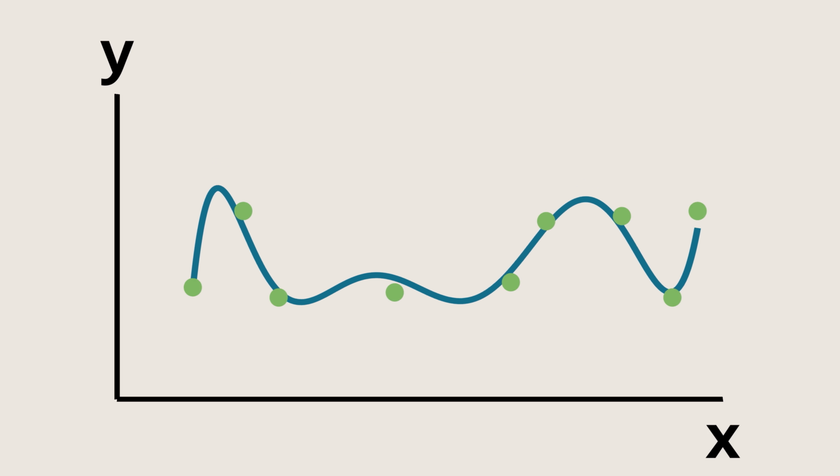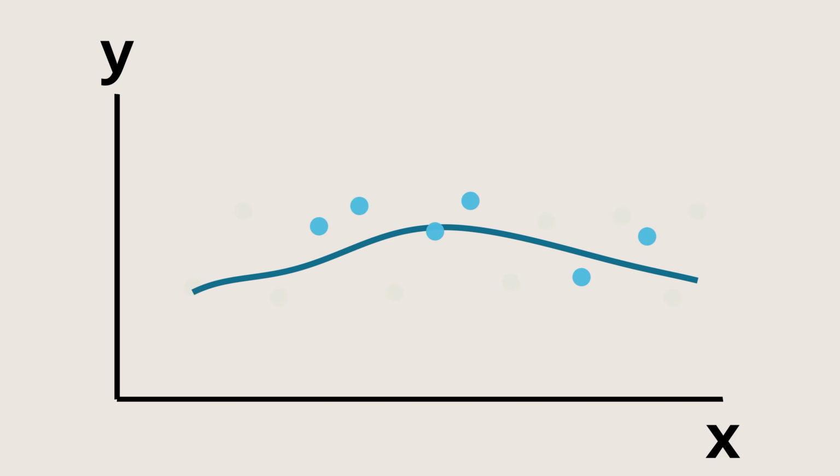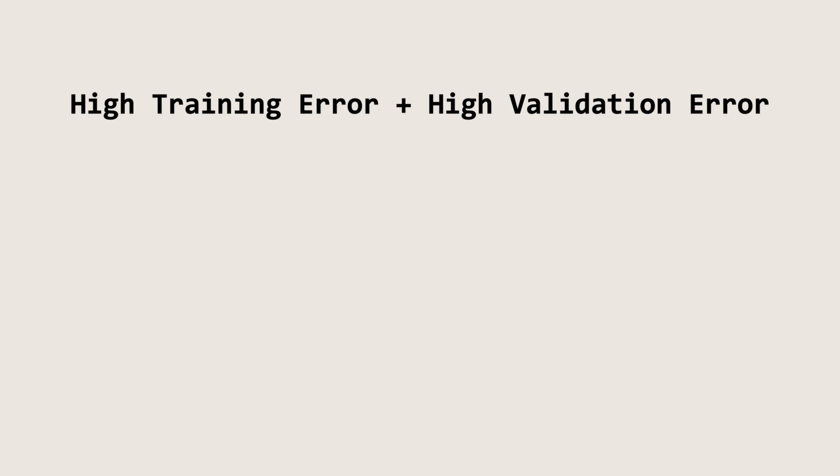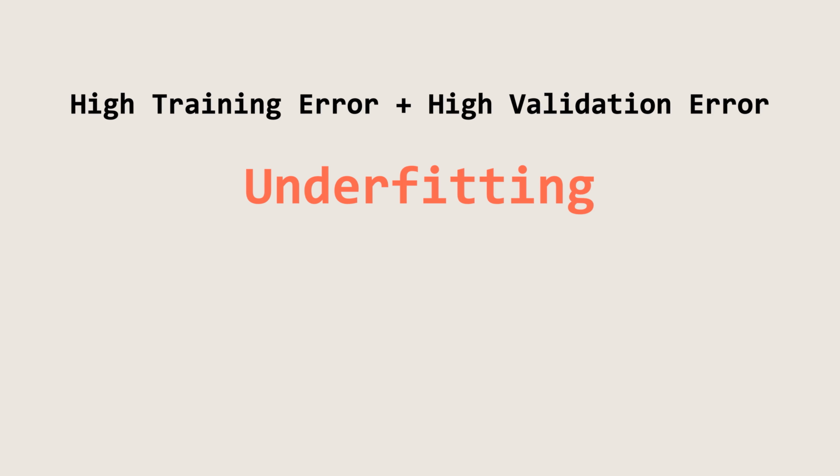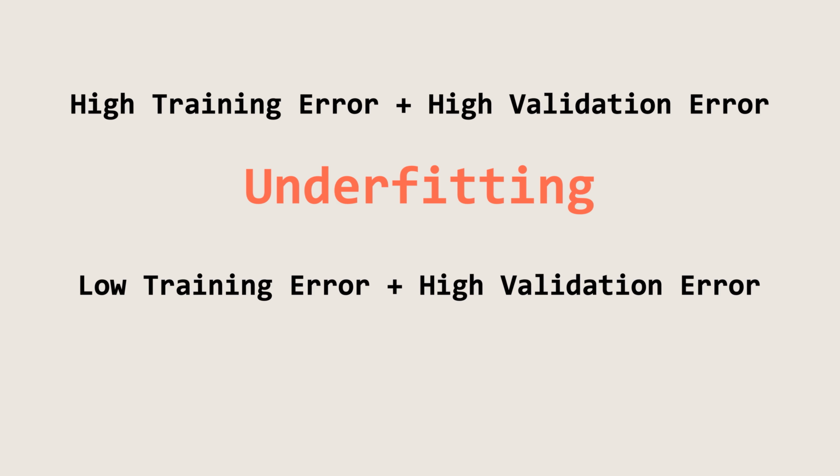A good model should train just well enough to achieve low error on both the training set and the validation set. Remember, if the model has high training error and high validation error, it's underfitting. If it has low training error but high validation error, it is likely overfitting.